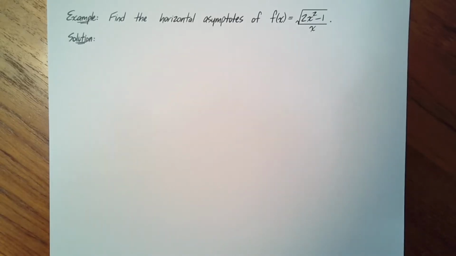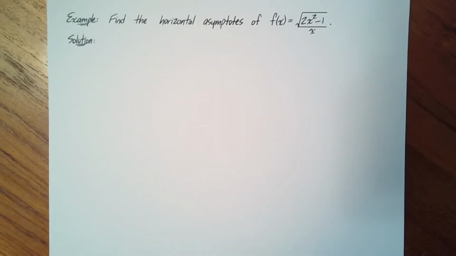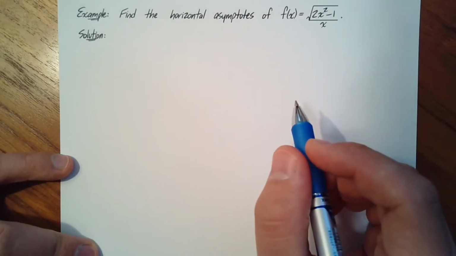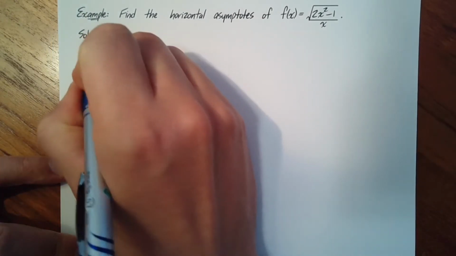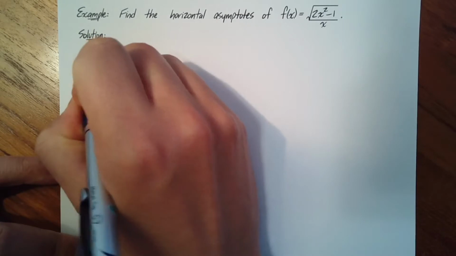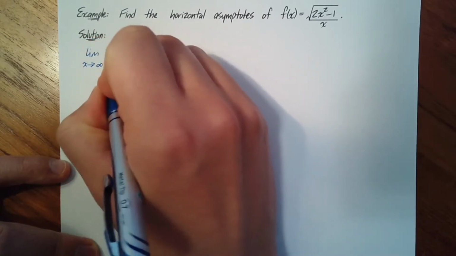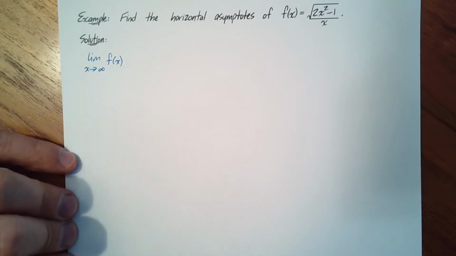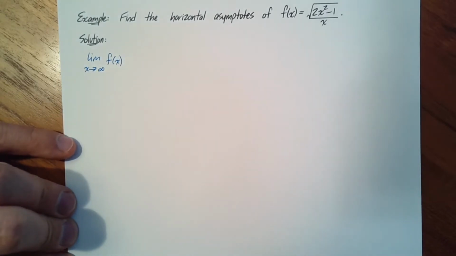So let's look at another example of a situation where we have a function and we would like to know how its graph behaves far away from the y-axis. So in other words, if it has any horizontal asymptotes, we want to find them, and that's what we're asked to do here in this example. So here's our function, and we're going to start out in the same way as last time. We're going to start off by taking the limit as x goes to infinity of f of x. That's how you start these. That'll always be your first step when you're looking for horizontal asymptotes of a function.